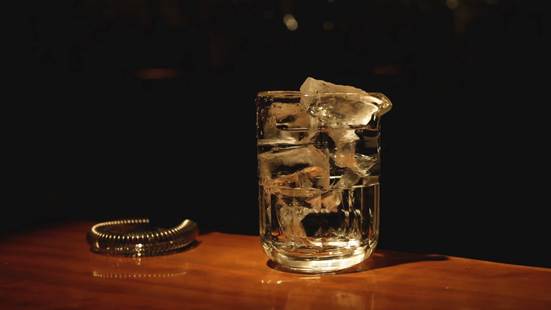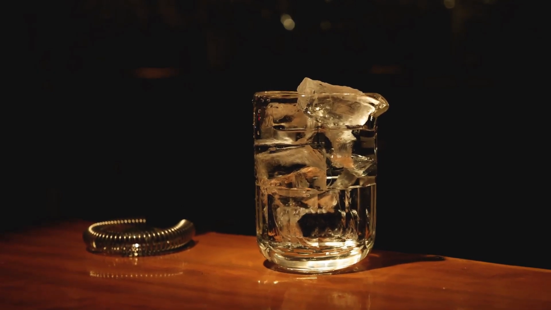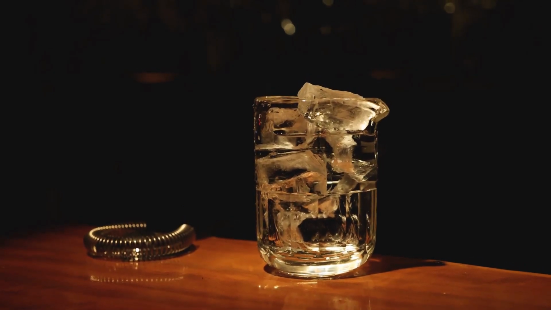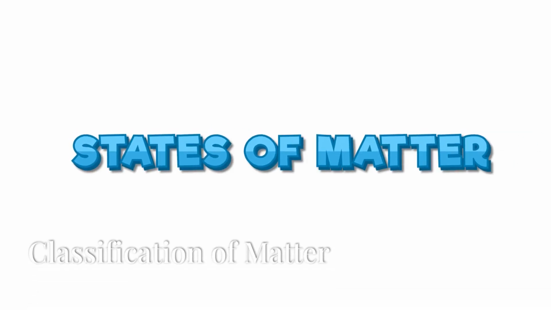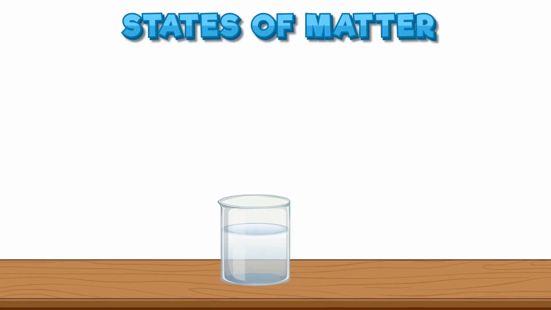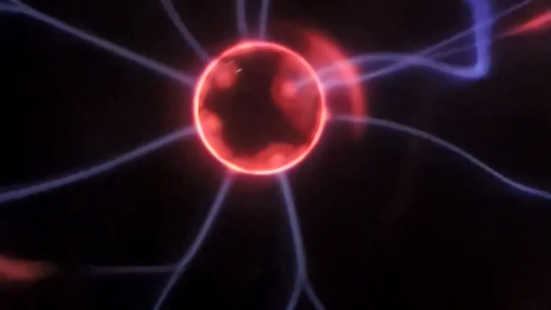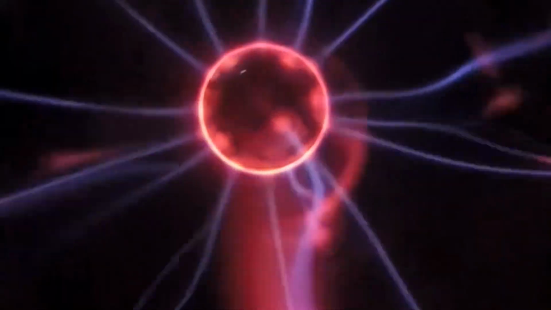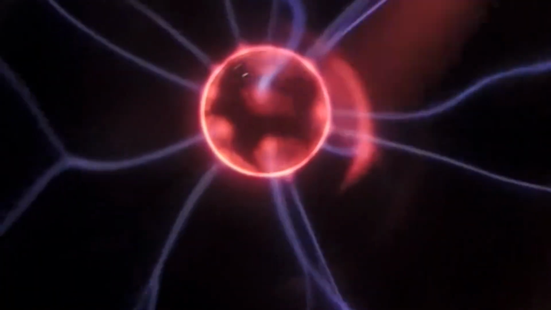Let's explore the fascinating world of matter and see how these states interact in our everyday lives. Matter can be classified into 4 fundamental states: solids, liquids, gases, and plasma. Each state has unique characteristics and behaviors that distinguish it from the others.